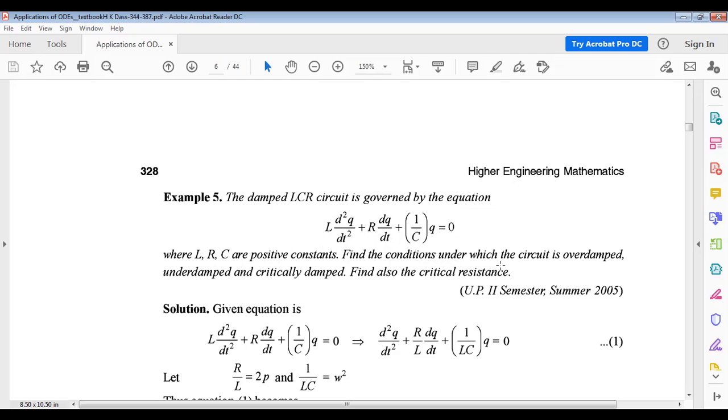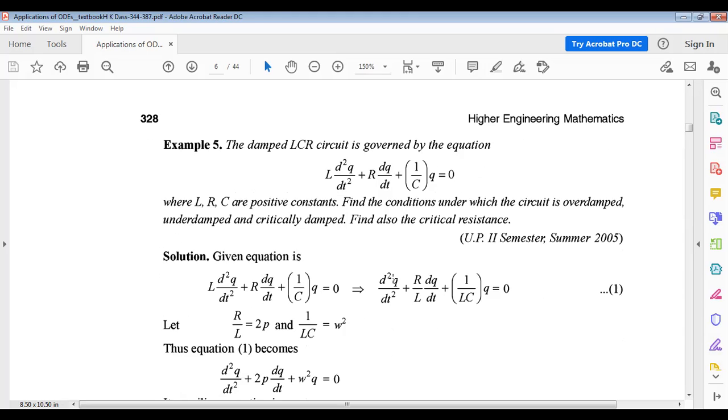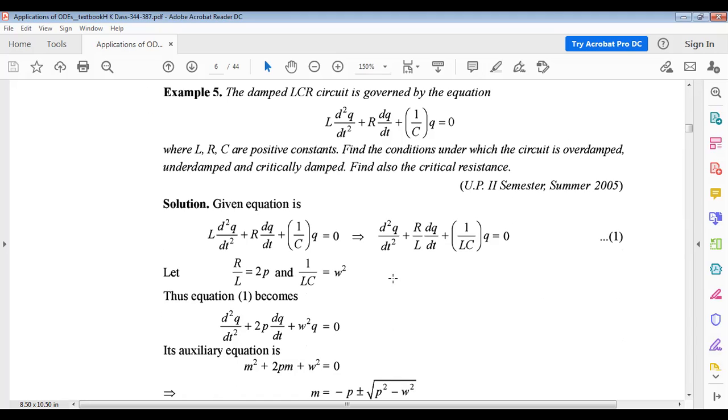Find the condition under which the circuit is overdamped. We have to find out the conditions: overdamped, underdamped, and critically damped. Three types of damping here. Find also the critical resistance. We have to find out the critical resistance. Very important example for you.